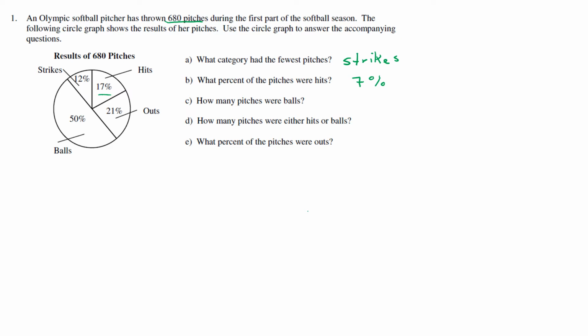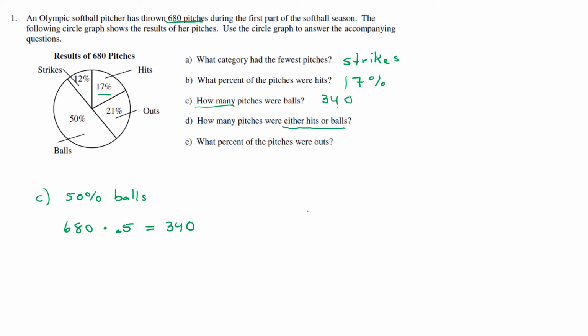How many pitches were balls? And so if we want to know how many, we don't want to know just the percentage, but we see that, so we'll do some work here, we see that 50% were balls. And so if we want to know how many, we're going to take our total, which is 680, times 0.5, which is our 50%. And that's going to give us 340. So 340 were balls.